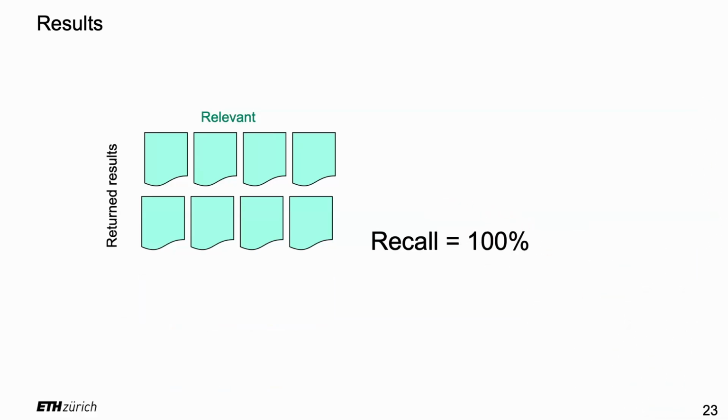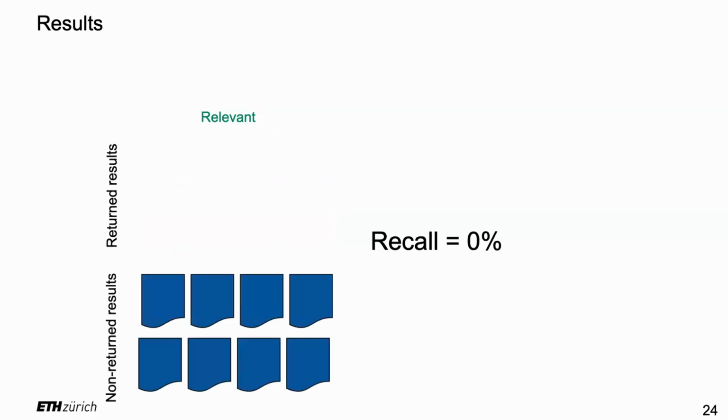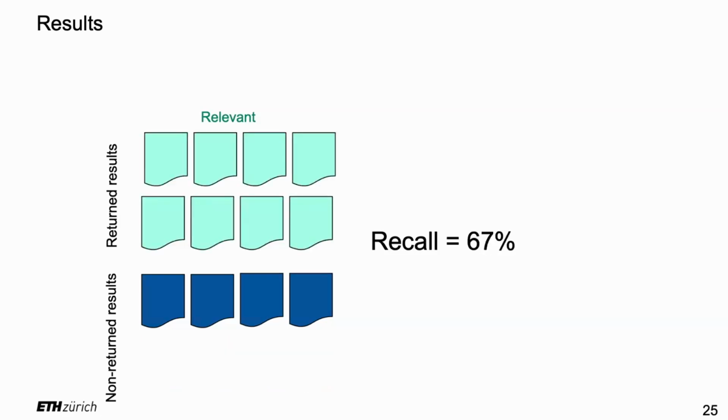This is 100% because now everything that there was to return, we returned it. We didn't forget anything. Now this is 0, that's a catastrophe, right? Everything that was relevant, we didn't return any of that. And here it's 2/3, 67%, right? So that would be 8 divided by 12, all right?